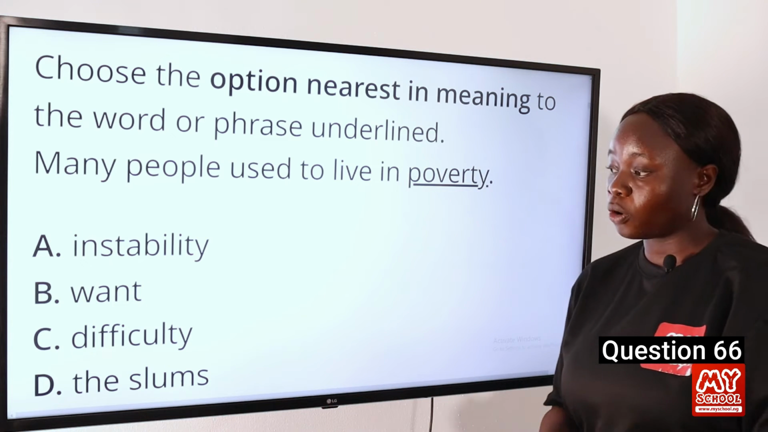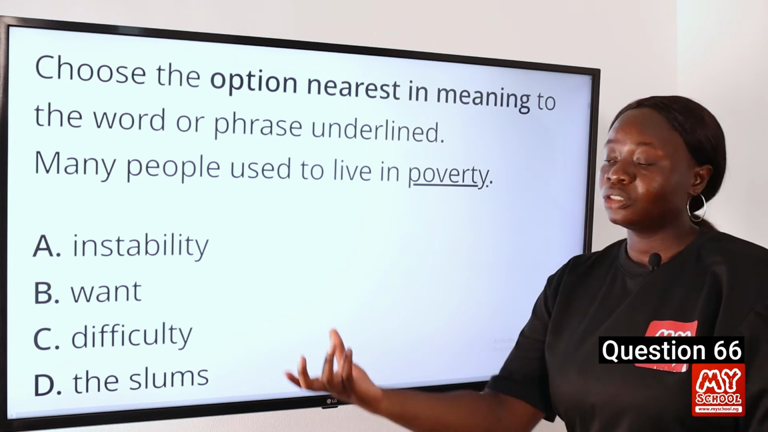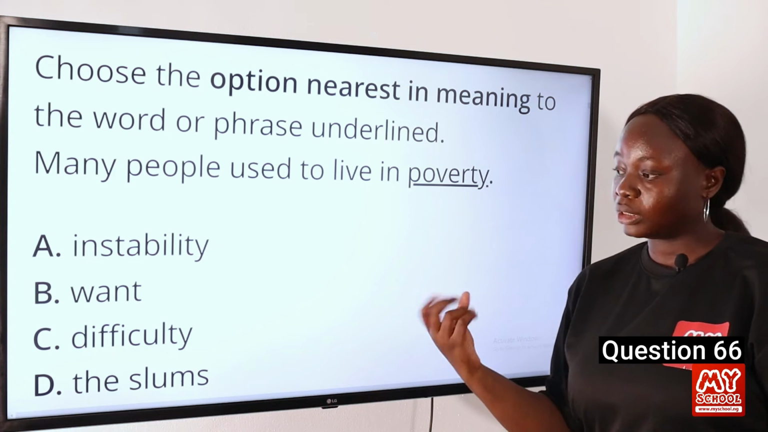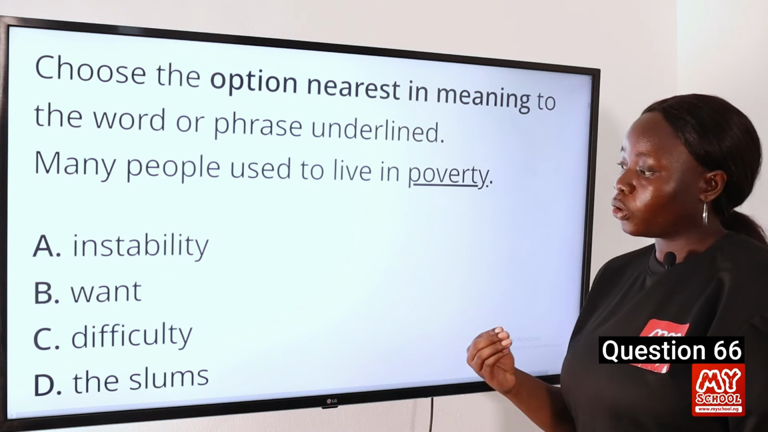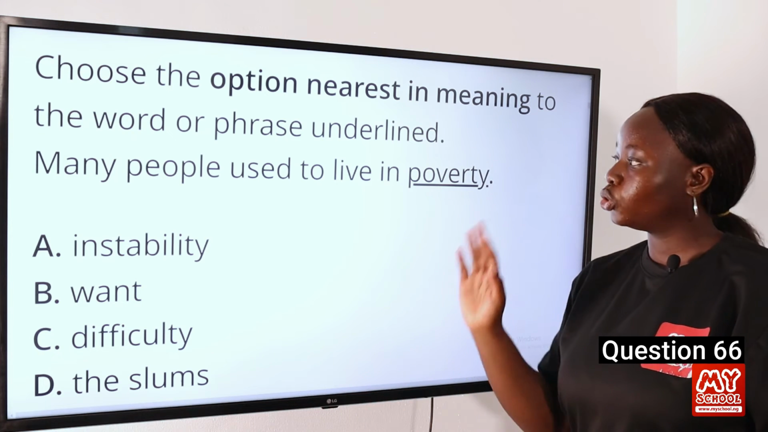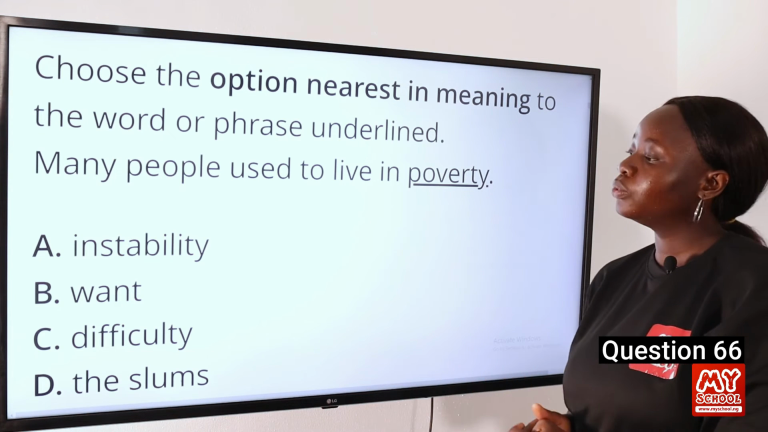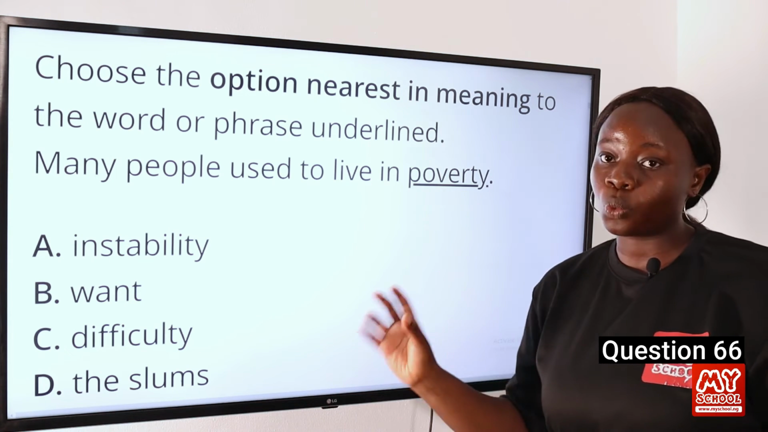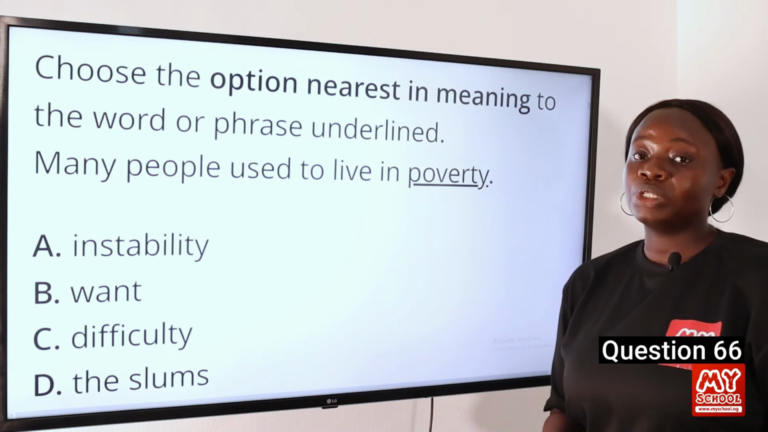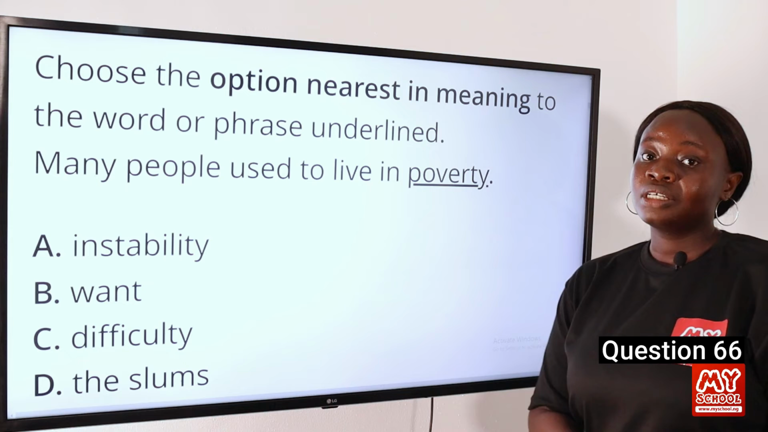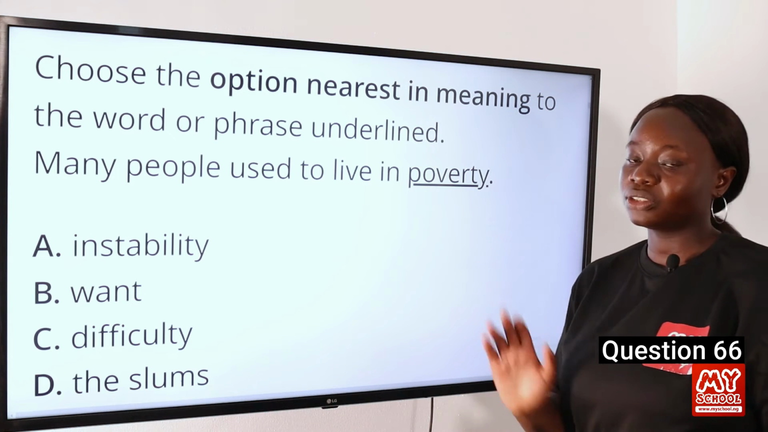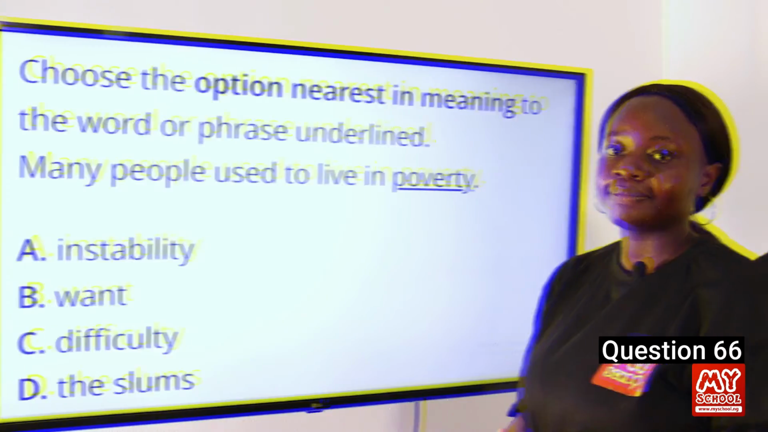It also can be difficulty. Although when you're in poverty, you have a lot of difficulty. But again, there are other things that can lead to difficulty. It can't be the slums, because the fact that you are in poverty doesn't mean you have to live in the slums. So they are not interchangeable. So the answer to this question is option B, wants. We usually use the phrase to live in wants to refer to living in a state of poverty and not being able to take care of yourself or your family members. So our answer to this question is option B, wants.